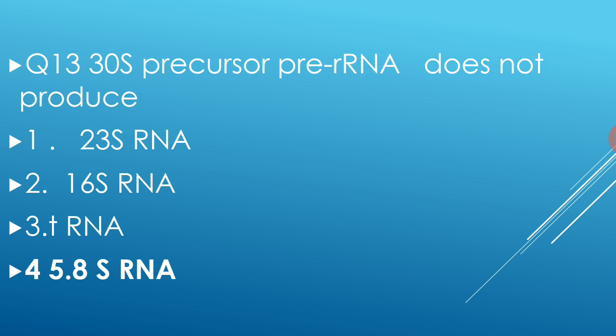Question number 13. The 30S precursor pre-RNA does not produce 23S RNA, 16S RNA, tRNA, or 5.8S RNA. The answer is the fourth one, 5.8S RNA.